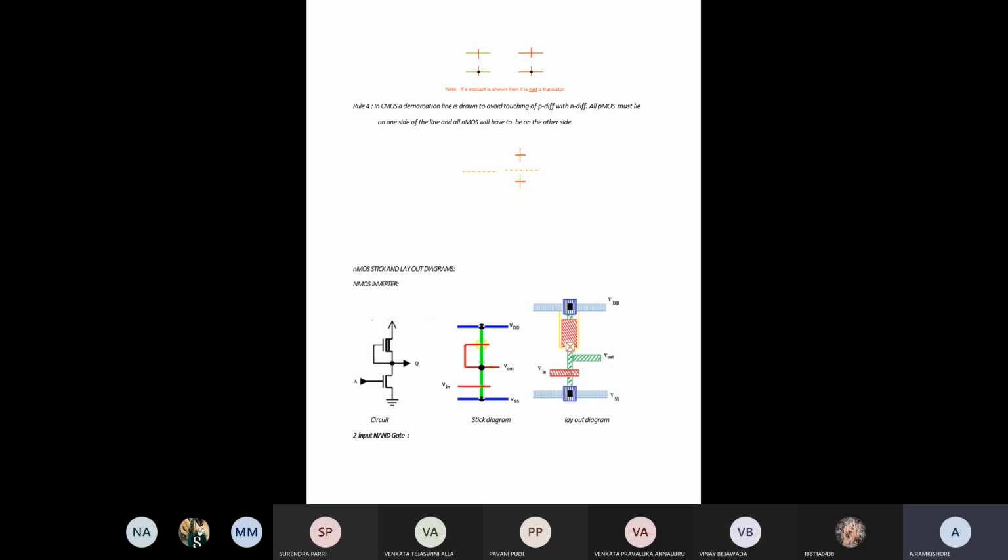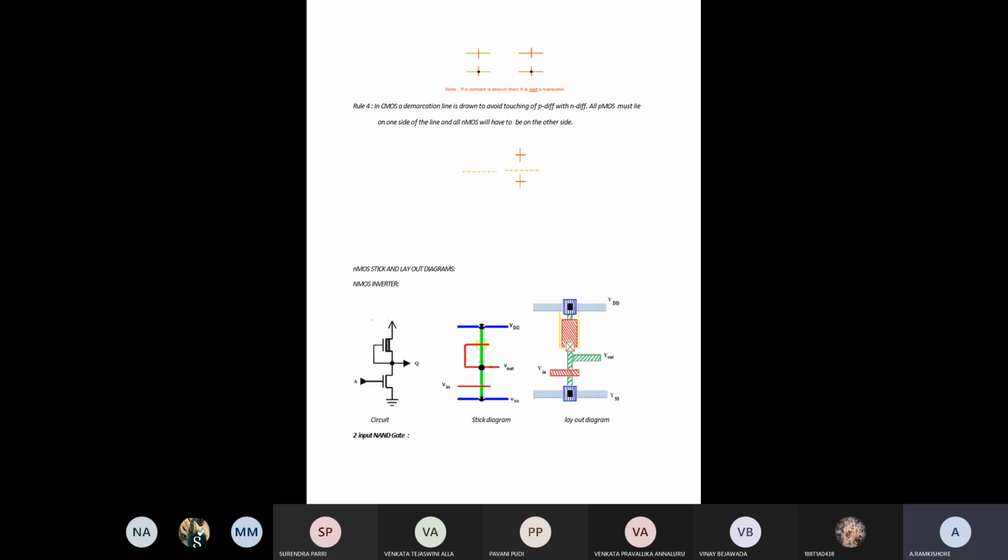In CMOS technology, as we already saw, the pull-up part consists of p-type transistors and the pull-down part consists of n-type transistors. That means in the upper part we design with the help of p-type transistors, and in the down part, towards ground, the design should be implemented with NMOS transistors. That should be demarked by a demarcation line.